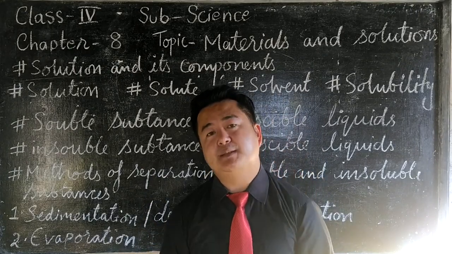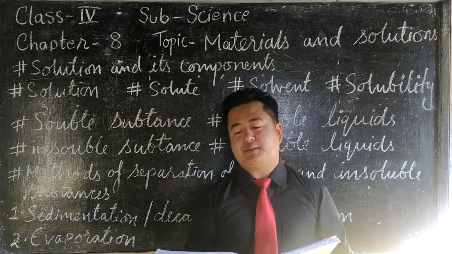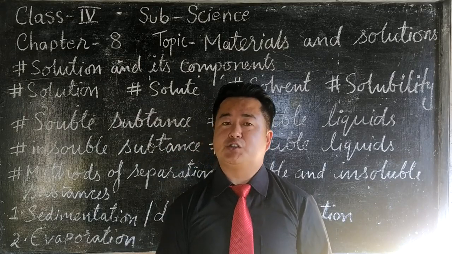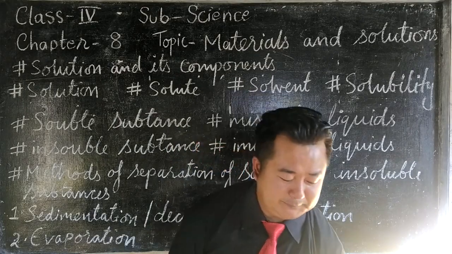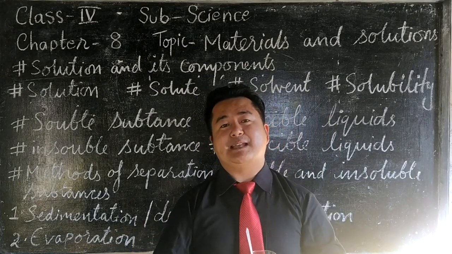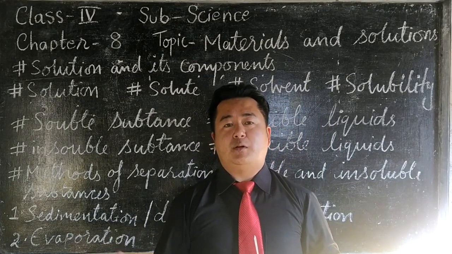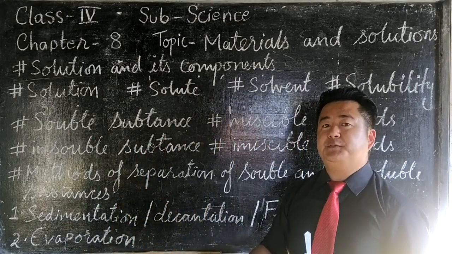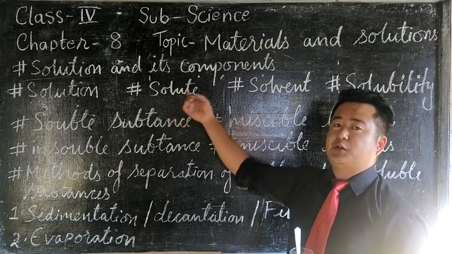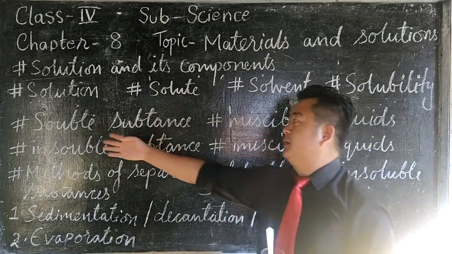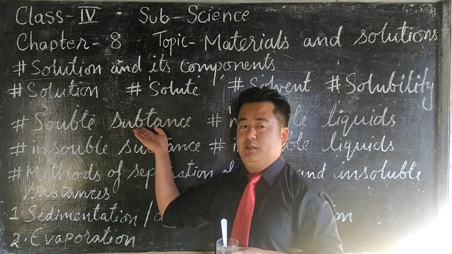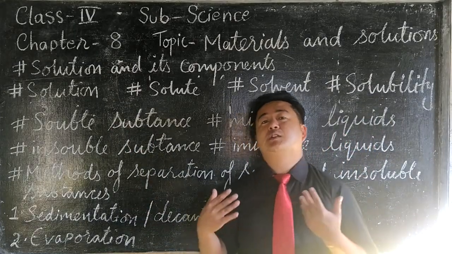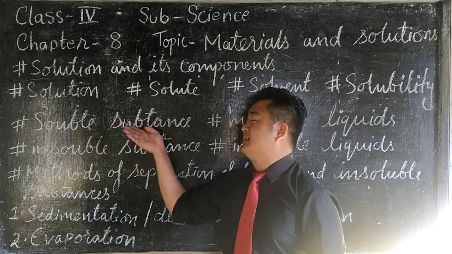Soluble substances are those substances that dissolve completely in water or any other solvent to form a solution. Just now I took water and mixed. I've already given examples: salt, sugar, coffee, they completely dissolve in water. So this type of solute is known as a soluble substance, one that dissolves completely in a liquid or solvent.